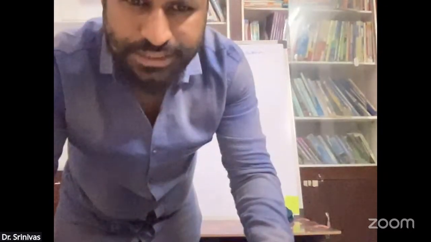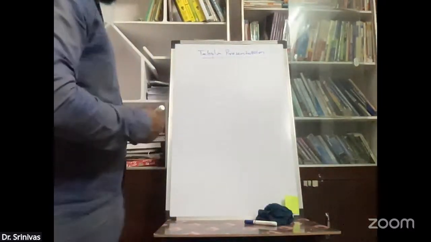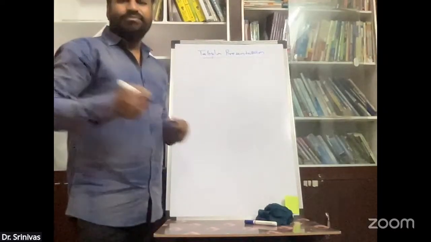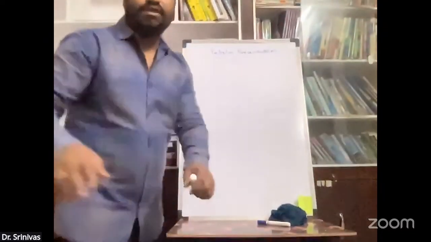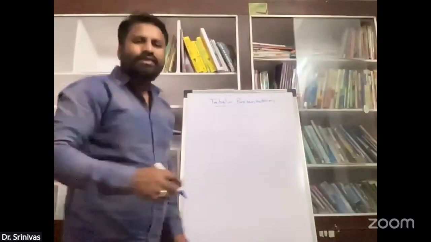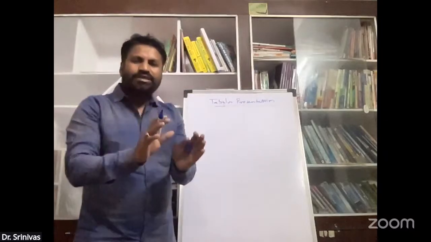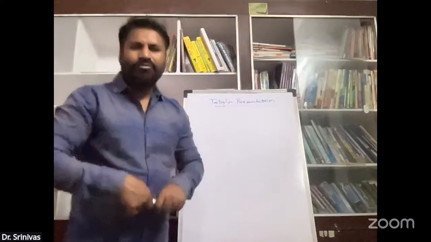What is the meaning of tabulation? Presenting the data. Tabulation is the systematic arrangement of the data. Okay, systematic arrangement of data into rows and columns. Is it clear? So whatever data we collected, we are going to arrange into rows as well as columns. That is called tabulation.